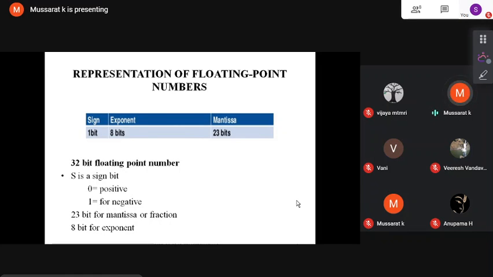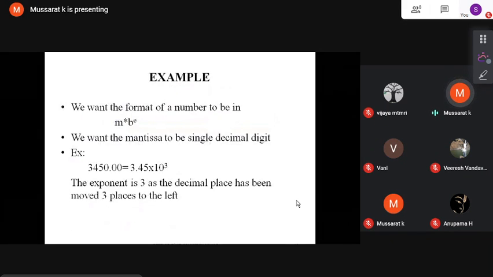The next 8 bits represent the exponent, and the 23 bits represent the mantissa. By adding these, 23 plus 8 plus 1, we get 32 bits. For example, we want the format of a number to be m times b to the power of e, where m is the mantissa, b is the base, and e is the exponent. We want the mantissa to be a single decimal digit.